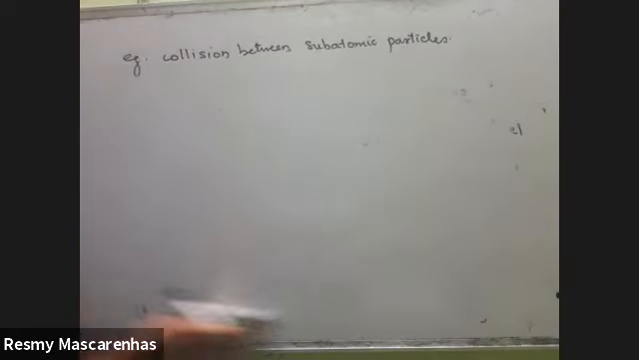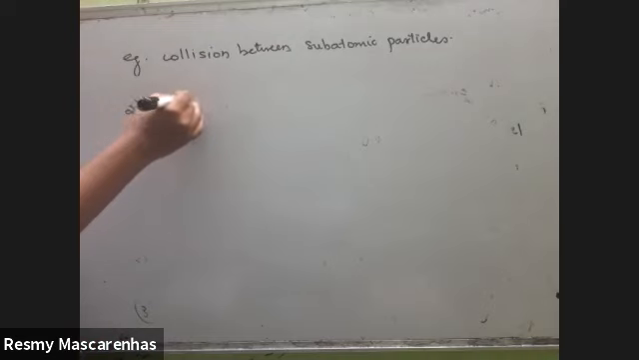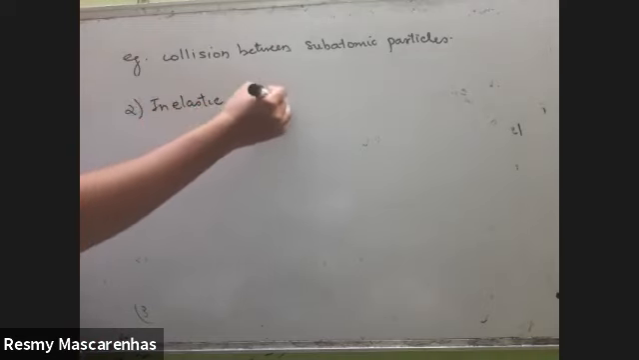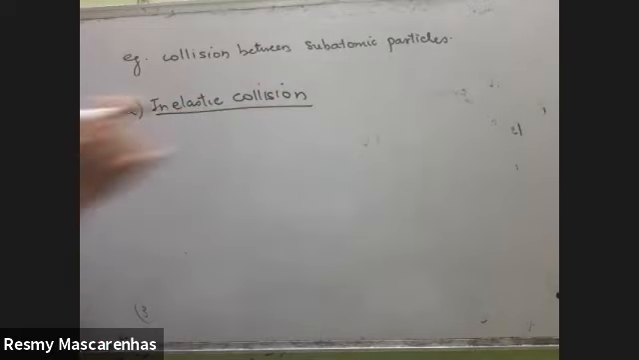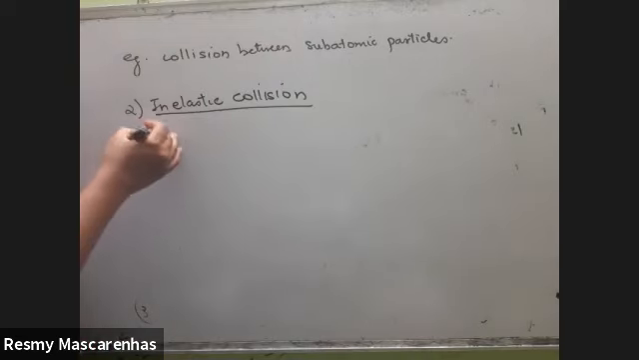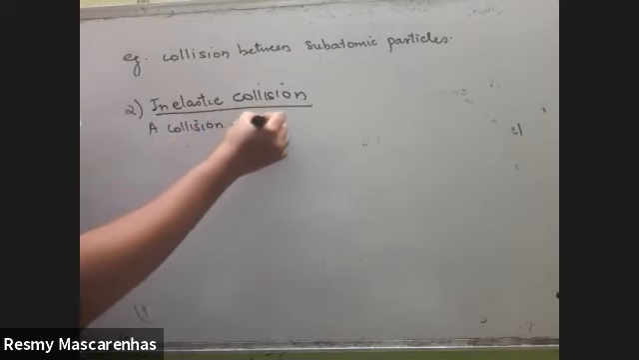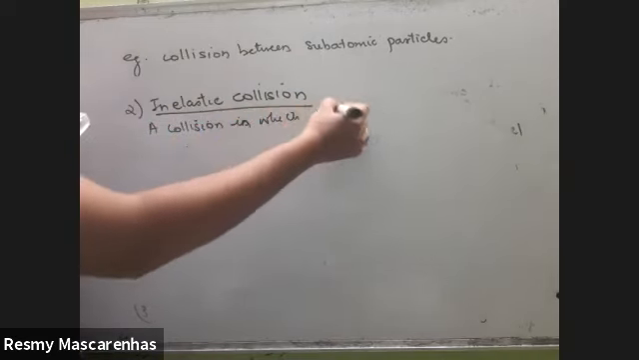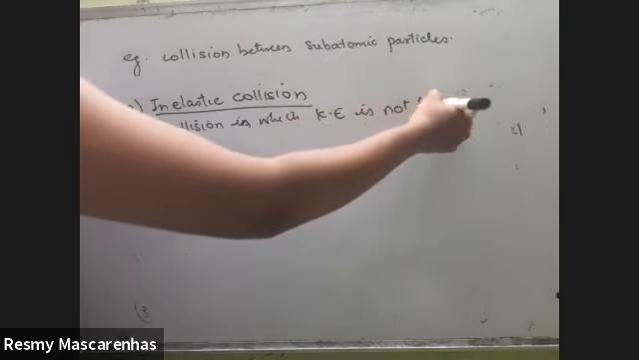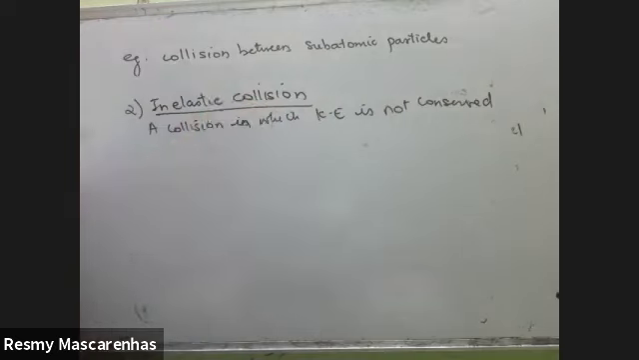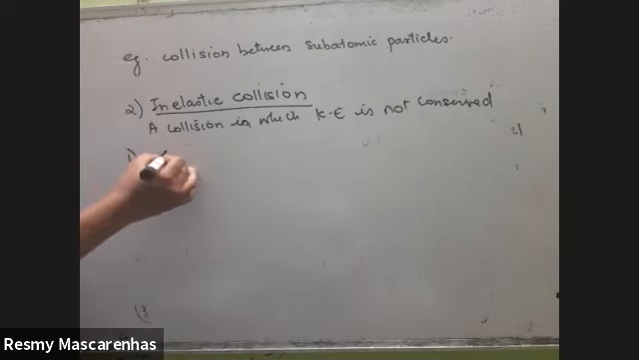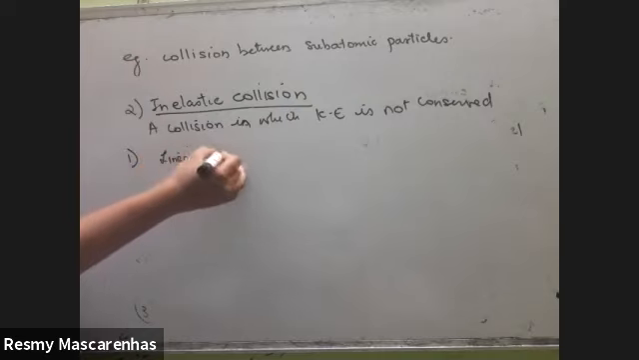And the second type is inelastic. So obviously it is the opposite of elastic. A collision in which kinetic energy is not conserved is called inelastic collision. In both the cases, linear momentum will always remain the same.